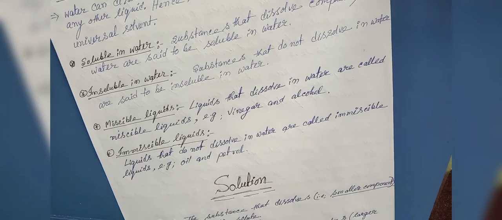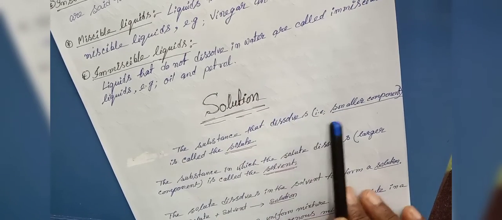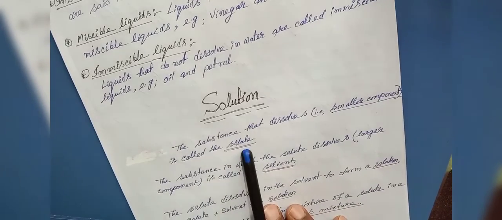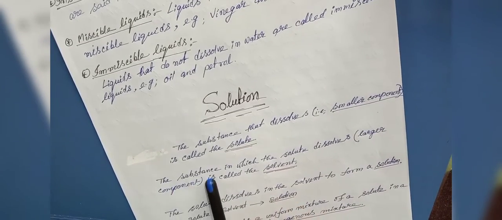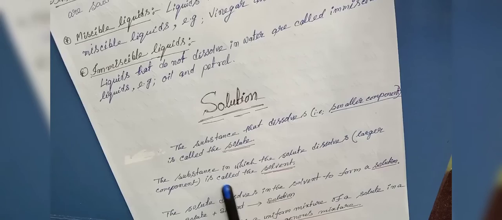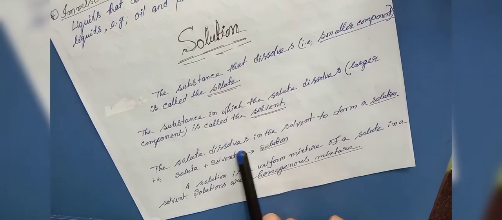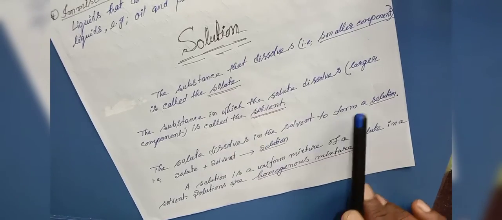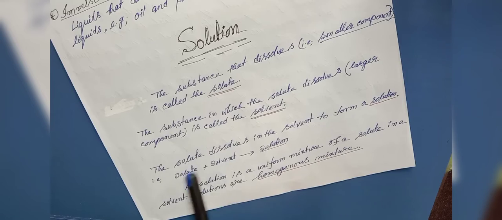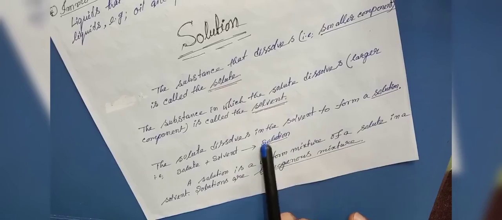Next part, we discuss the solution. What are the solute, solvent and other parts? The substance that dissolves, the smaller component, is called the solute. The substance in which the solute dissolves, the larger component, is called the solvent. The solute dissolves in the solvent to form a solution. You may write: solute plus solvent forms solution.